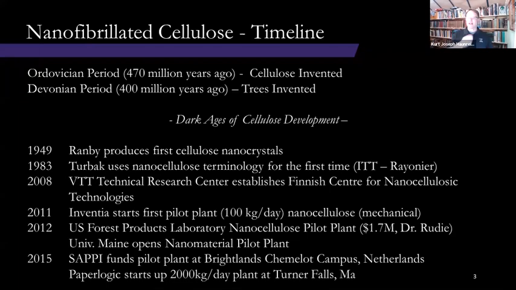The University of Maine that same year started up their nanomaterials pilot plant, and so they produce crystalline nanocellulose and NFC using mechanical and chemical means. SAPPI is a South African company, I believe, and they funded a plant in the Netherlands as well in 2015. And then Paper Logic in Turners Falls, Massachusetts, has started the largest one to date at 2,000 kilos per day.